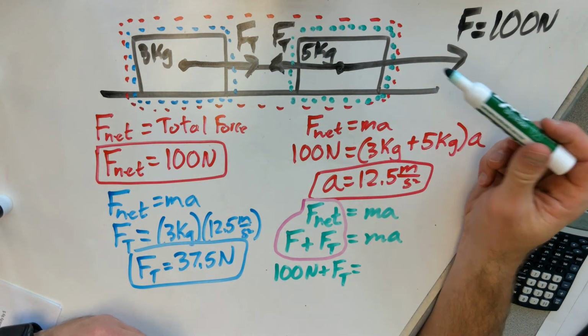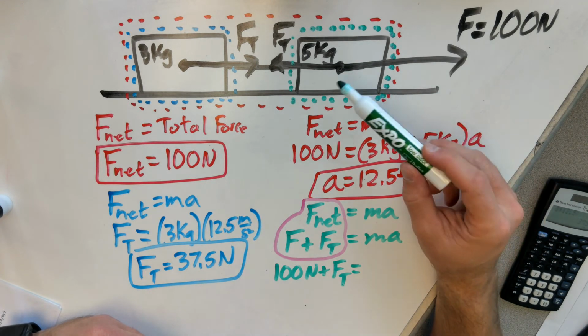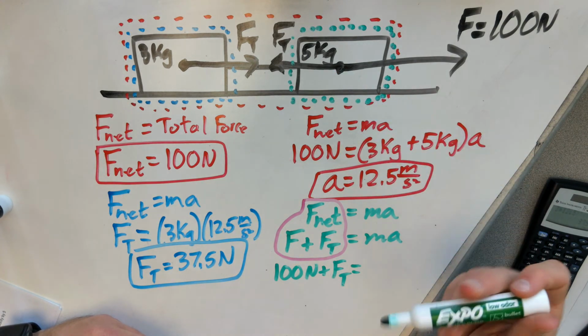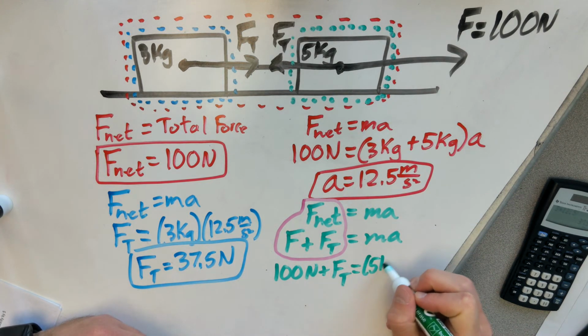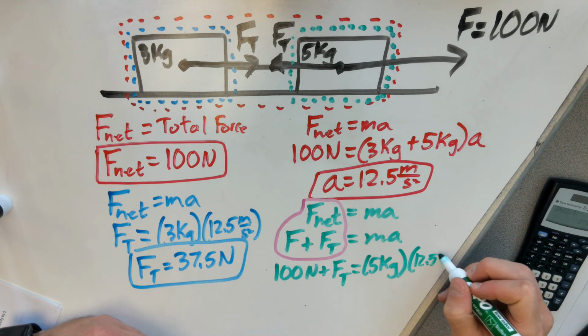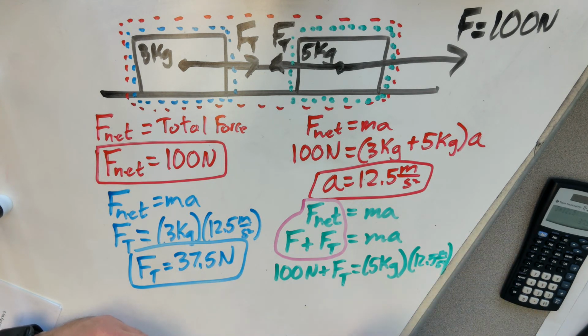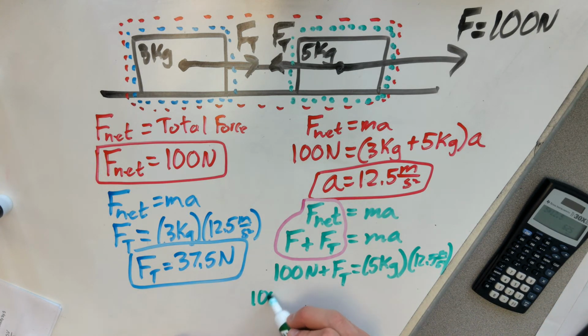And now, key here, we don't want to use 8 again, because if we use 8, we'll just cancel ourselves out. So we want to use 5 kilograms, because that's the mass inside the green. And then again, my acceleration is still 12.5 meters per second squared. So now I do my multiplication. I do 5 times 12.5. Hopefully I don't run out of room. So I get 100 plus Ft equals 62.5.